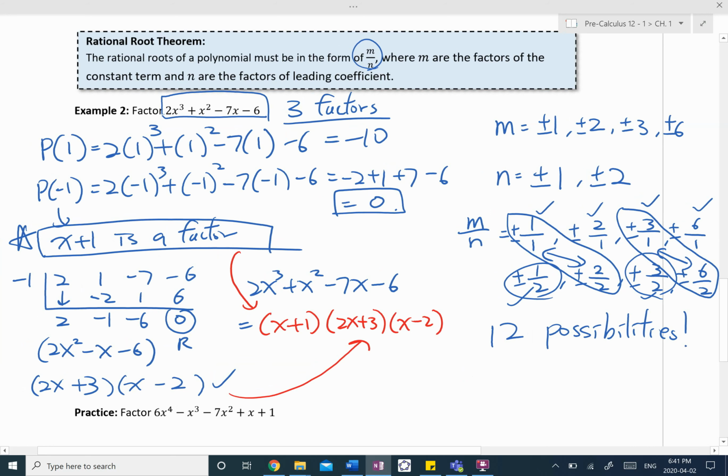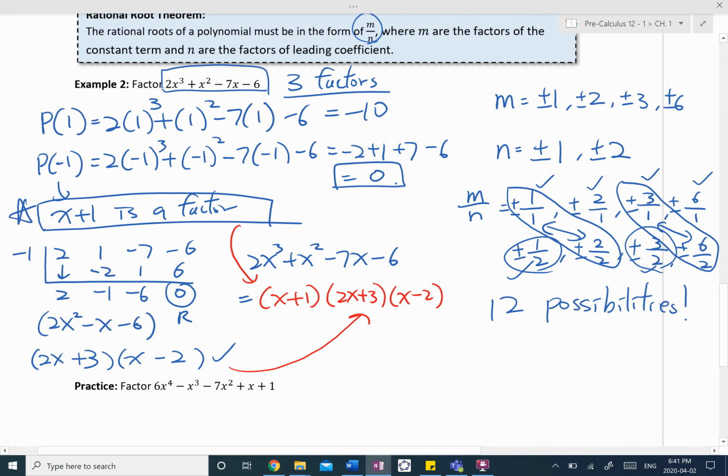Once you've done that, then you do your synthetic division here, and that will take us 1 degree lower than its original equation. So now this becomes a quadratic equation, which then we can factor easily, and that gives us the answer. Okay, so this is the cubic function.